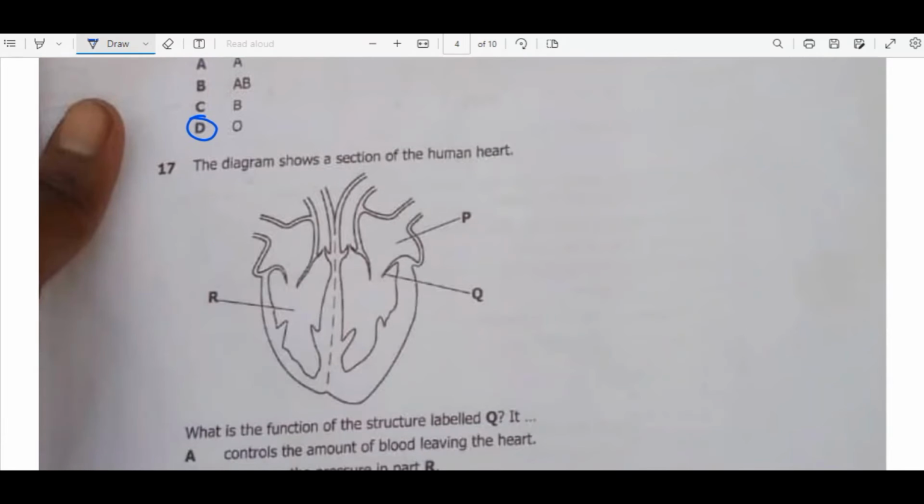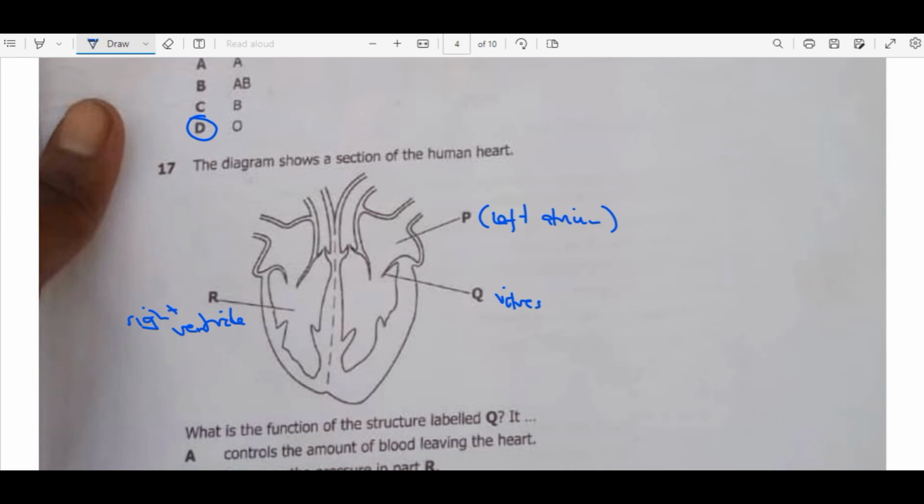So we can move. So the diagram shows the section of the human heart. So this is the section of the human heart. So we have the first one, it is the left atrium. So this is the left atrium, and then here, so this is the right ventricle, and then we have, obviously these are valves. So we have valves there.